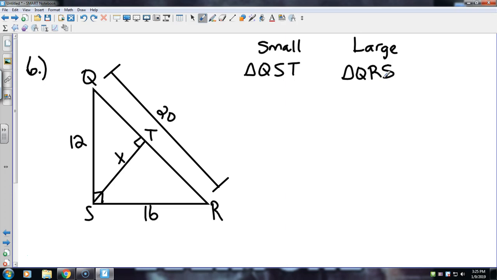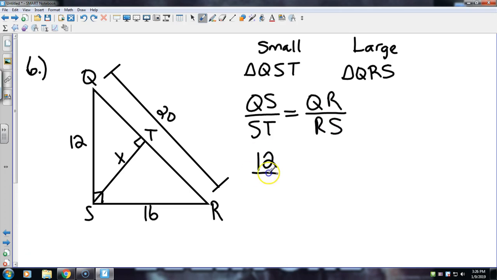And so what this tells us is that we can create a proportion of QS over ST, and that's going to equal QR over RS, and that's going to allow us to find ST, which is what they want us to do. And so QS in this case is 12. ST, that is our X. QR is the total of that big hypotenuse, which is 20. And then we go to RS, which is 16.